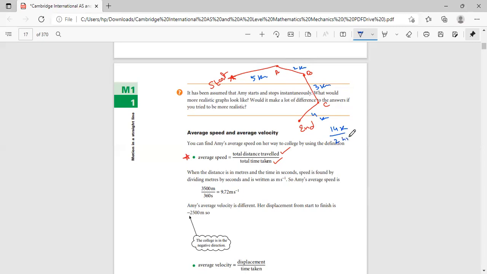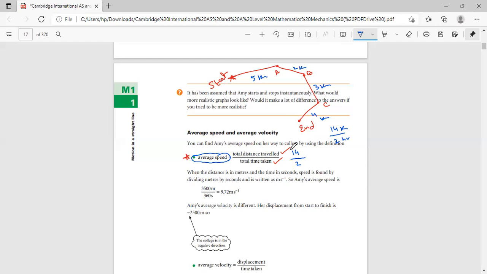So 14 divided by 2. What will the average speed be? It will be 7. You add all the distances. All the distance is 14 and all the time is 2 hours. Whenever separate times are given, you will add all the times and then divide. So like this, you can find average speed.